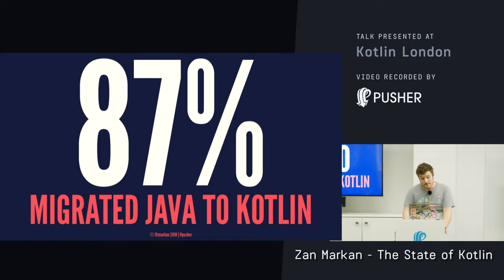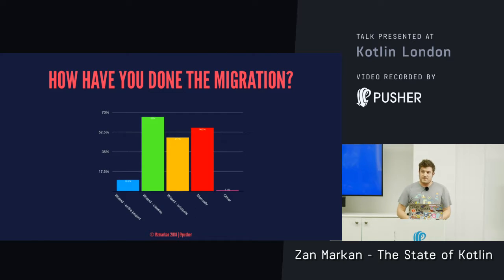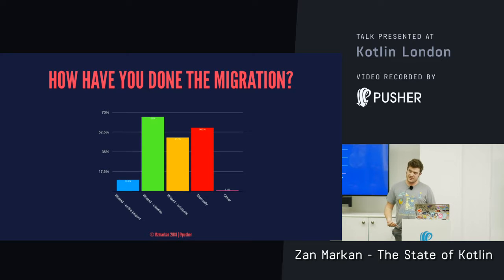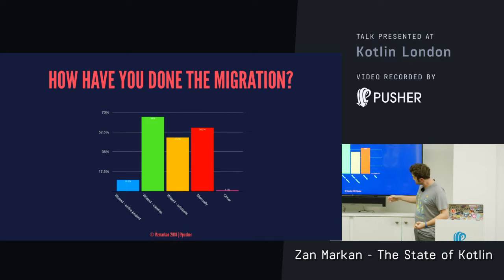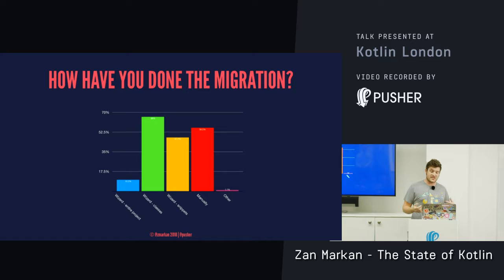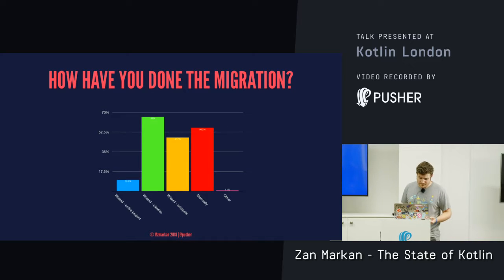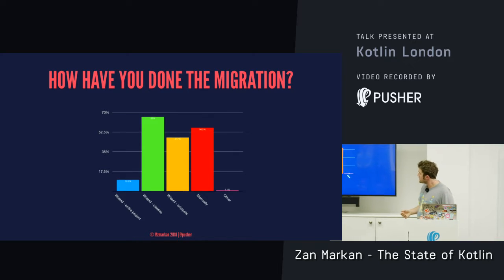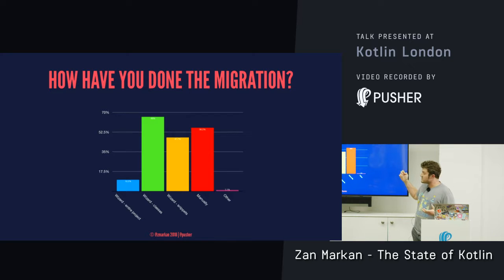I don't know. And yeah, those people who had done the migration, the vast majority used the wizard to convert individual classes, 66%. 56% of people did the conversion manually. And 47% decided to convert only snippets.